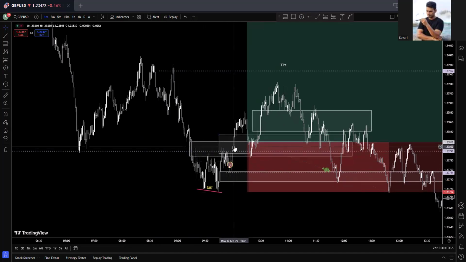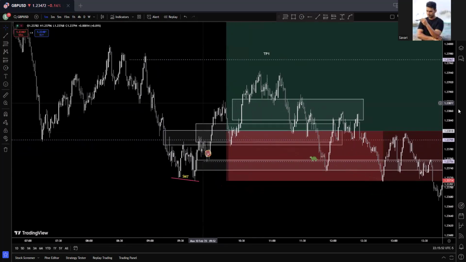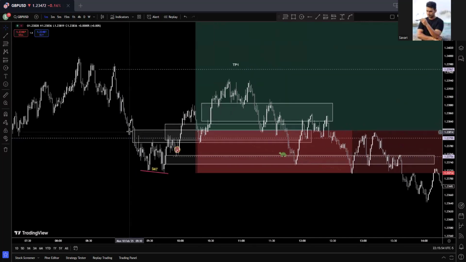After that, I wait for the structure shift and expansion. The structure shift has already happened. I wait for the expansion move, which means a displacement through this level. This is the recent fair value gap that is holding the price. I like to see these two ran through first in order to become more bullish. So I add one more position as soon as this fair value gap gets ran through.